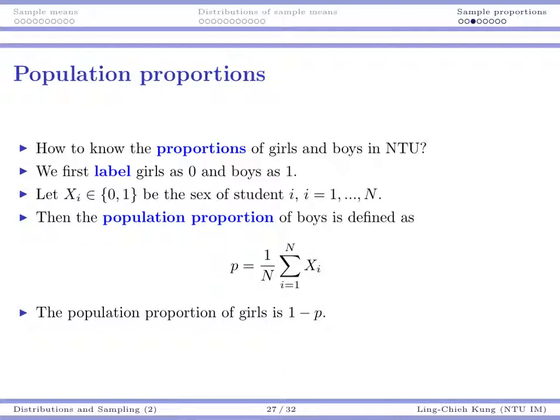Okay? Then we define something called the population proportion of boys as this. We now have labeled all the boys as 1 and the girls as 0. So if we sum them up, that's the total number of boys. If we use this number to be divided by N, that's the proportion of students that are boys. Okay? And we use P to denote this population proportion. If we want to know the population proportion of girls, that would be 1 minus P. Okay? Nothing special.